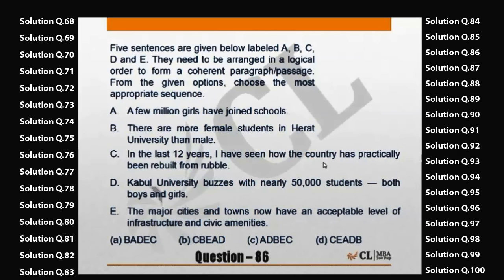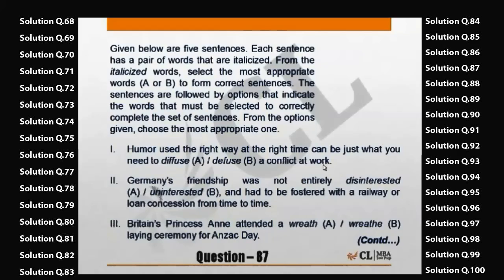So let's move on to question number 87. The question says, given below are 5 sentences, where each sentence has a pair of words that are italicized. From the italicized words, select the most appropriate words to form correct sentences. This question was a homonym question. There were different homonyms given in the sentences below, and you had to choose which one was the correct word which had to be used here. There were different confusing words given here.